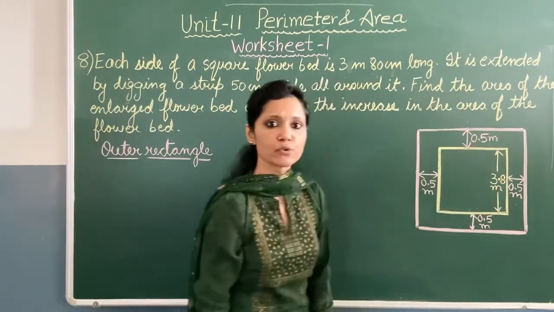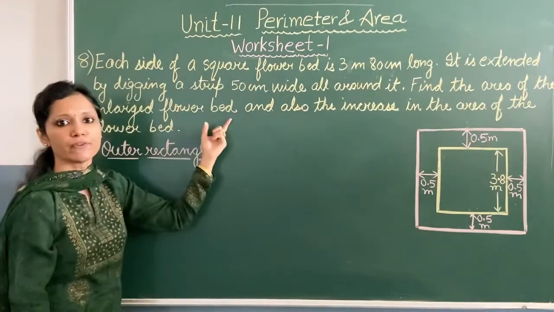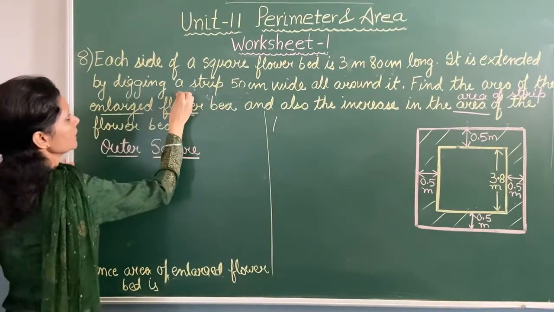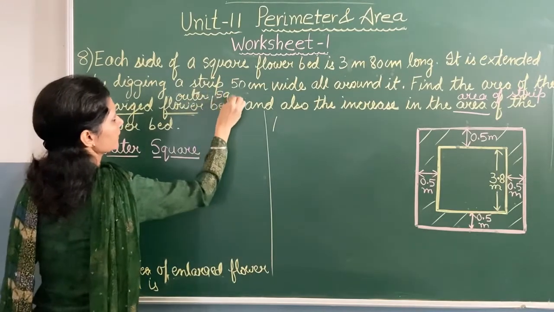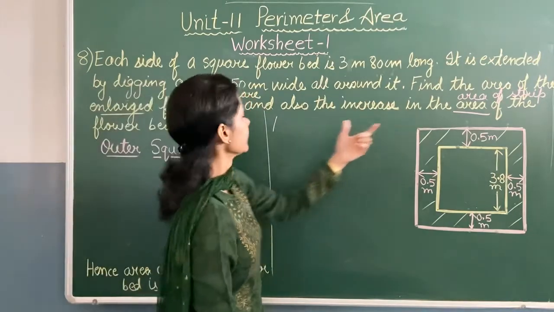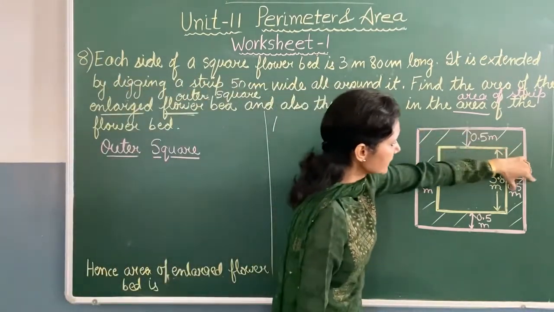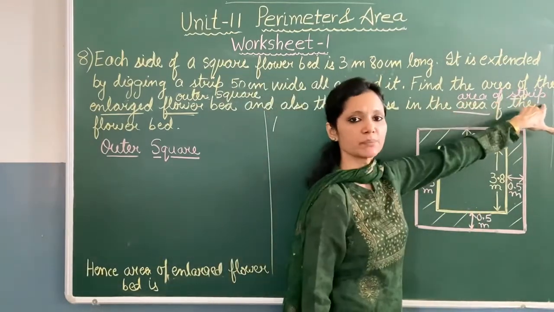Now what are we supposed to find? We are supposed to find the area of the enlarged flower bed. That means we are supposed to find the area of the outer square, and also the increase in the area of the flower bed. The increase in the area of the flower bed is this shaded portion. That means we have to find the area of the strip in the second case.